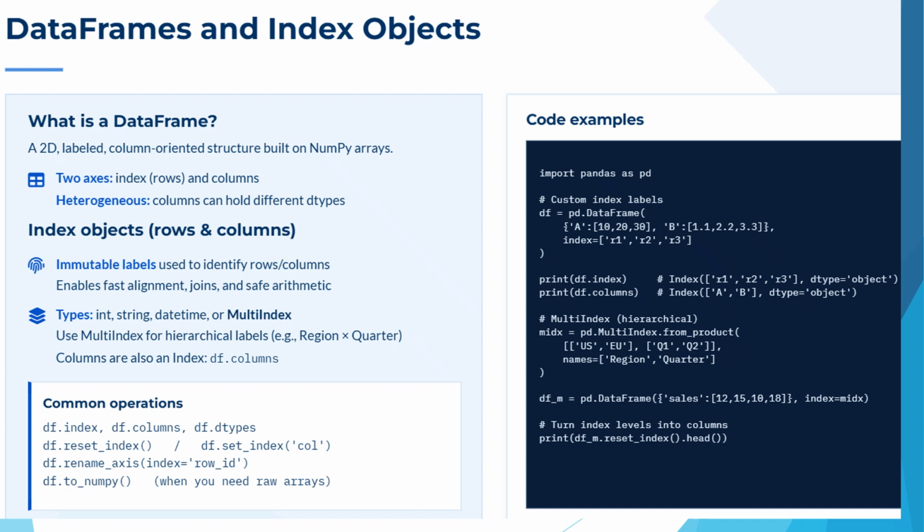It is also important to note that columns themselves are stored as an index object, which means both rows and columns follow the same underlying indexing mechanism.